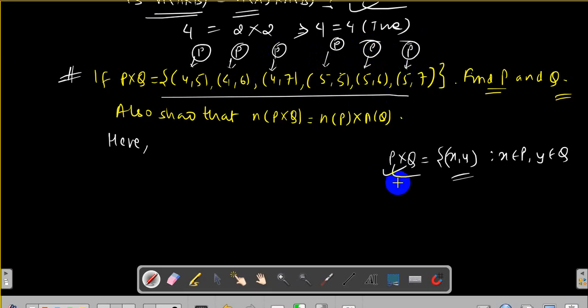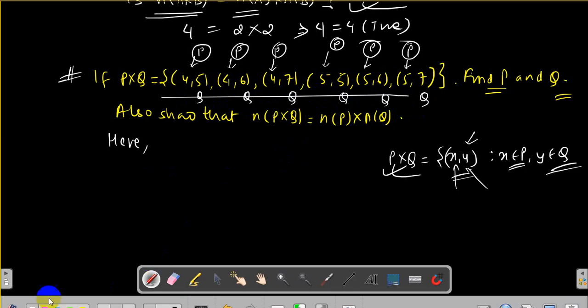As per the set builder form, in every ordered pair of P cross Q, the first element belongs to P and the second element belongs to Q. That means this 5 belongs to Q, 6 belongs to Q, 7 belongs to Q, 5 belongs to Q, 6 belongs to Q, and 7 belongs to Q.